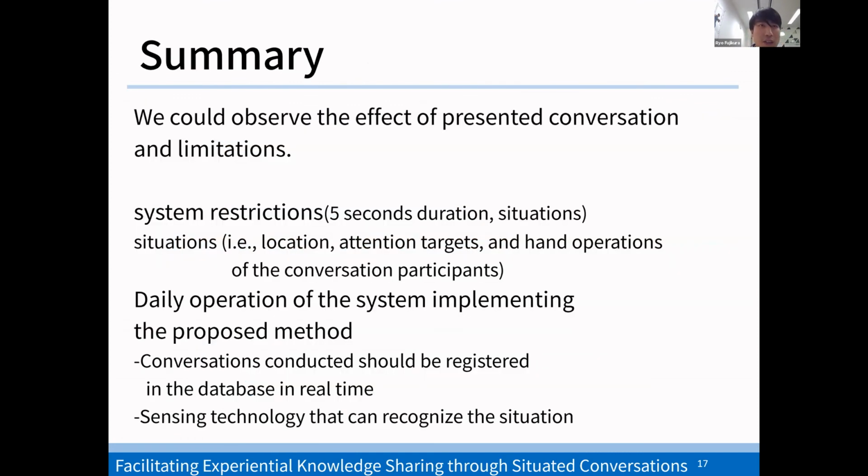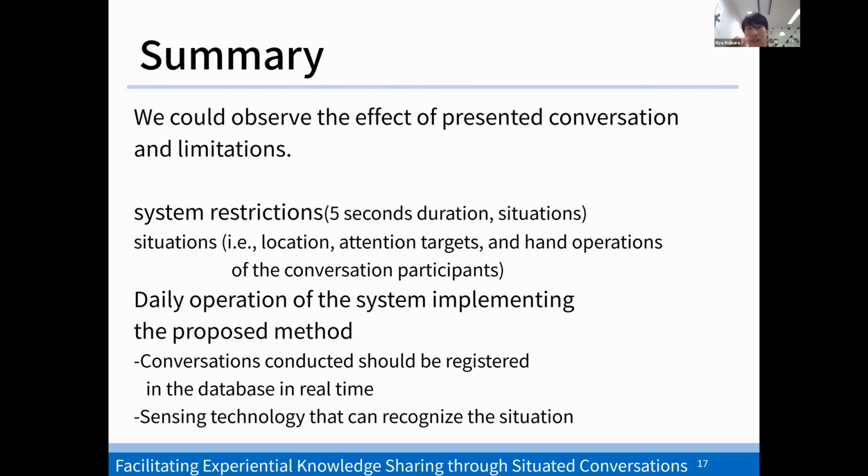Let me summarize my talk. We propose a system to facilitate experiential knowledge sharing through situated conversations. We conducted experiments to confirm the effectiveness of our system. Experimental results showed that most of the conversations presented when the situation perfectly matches are related to the user situation, and some of them prompt the user to change their behavior effectively.